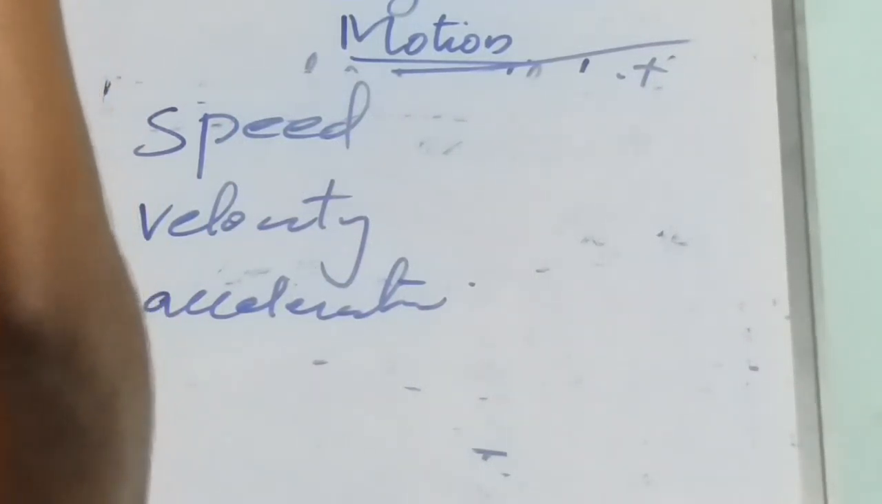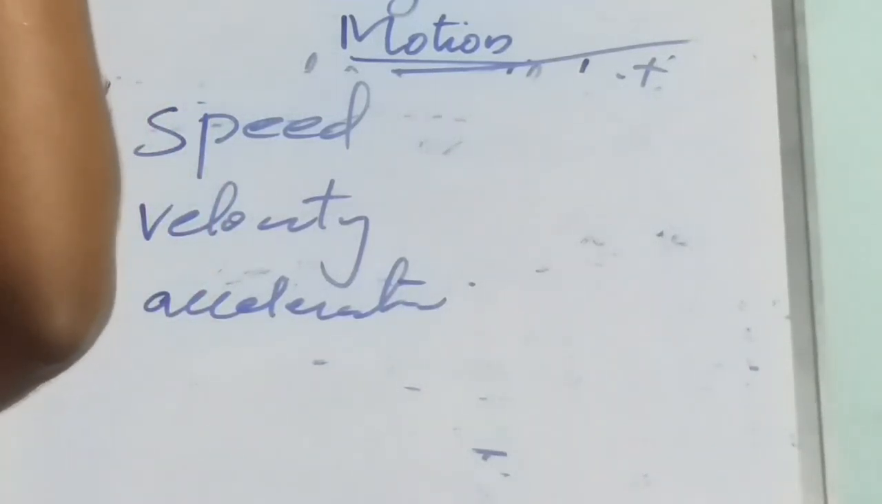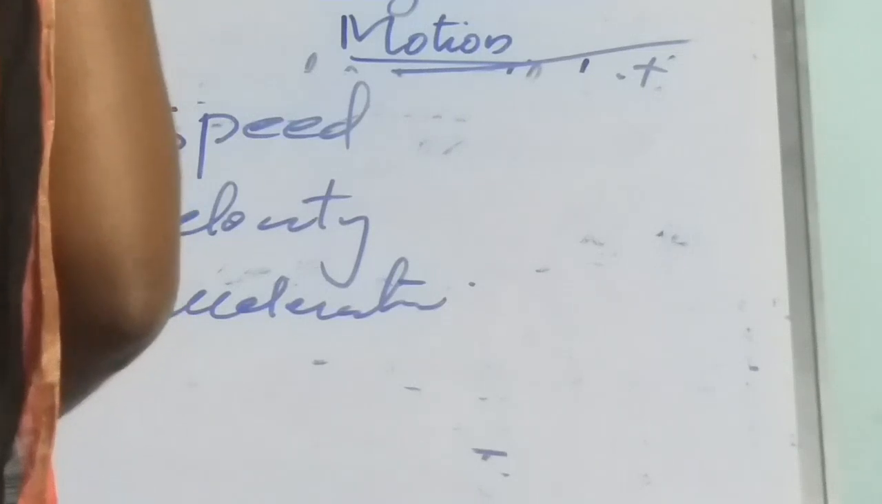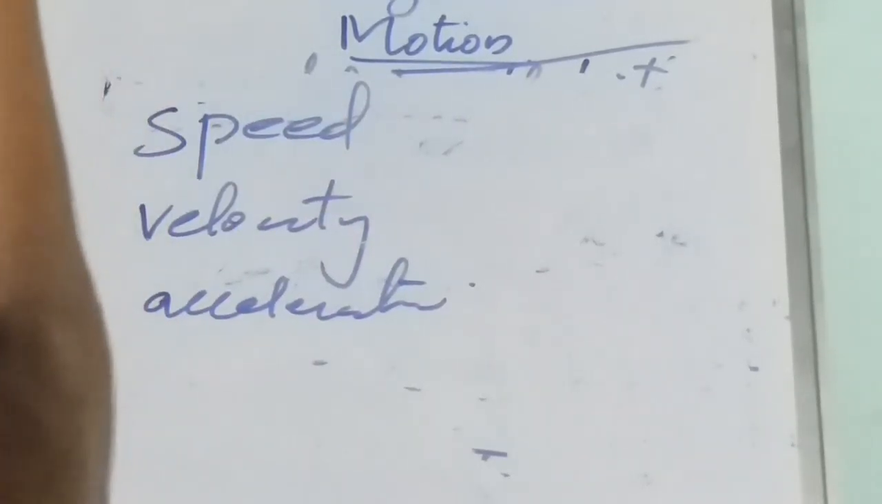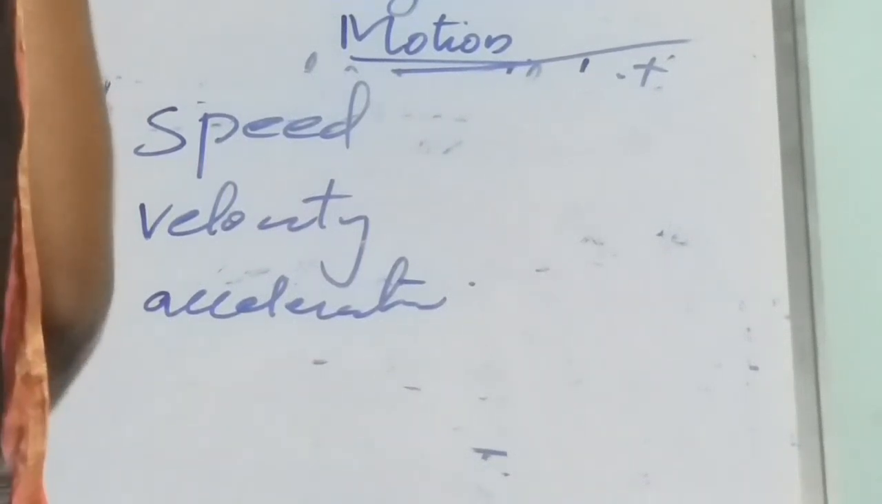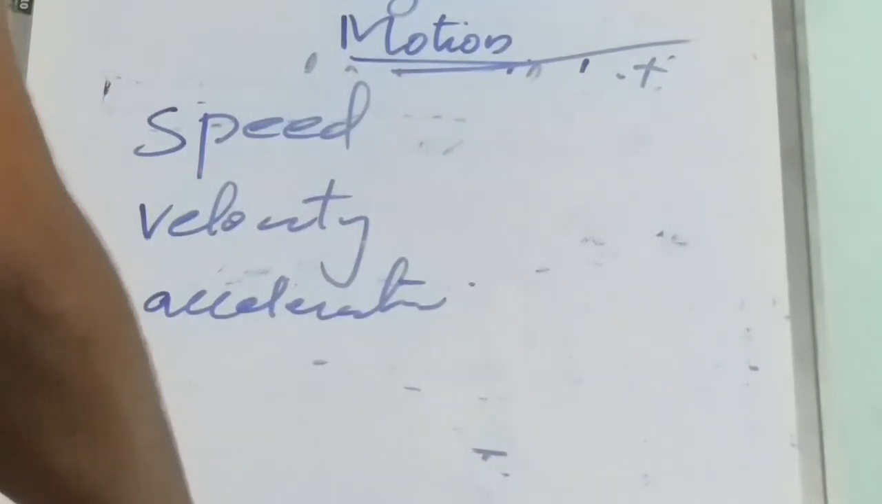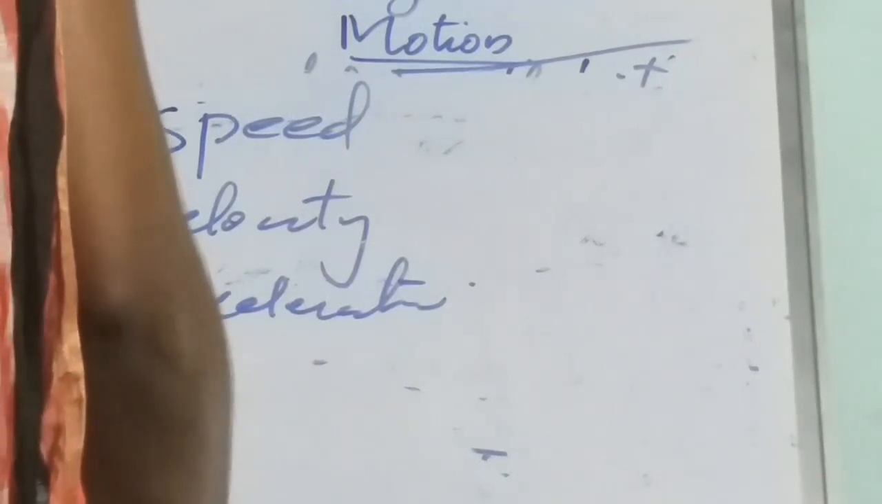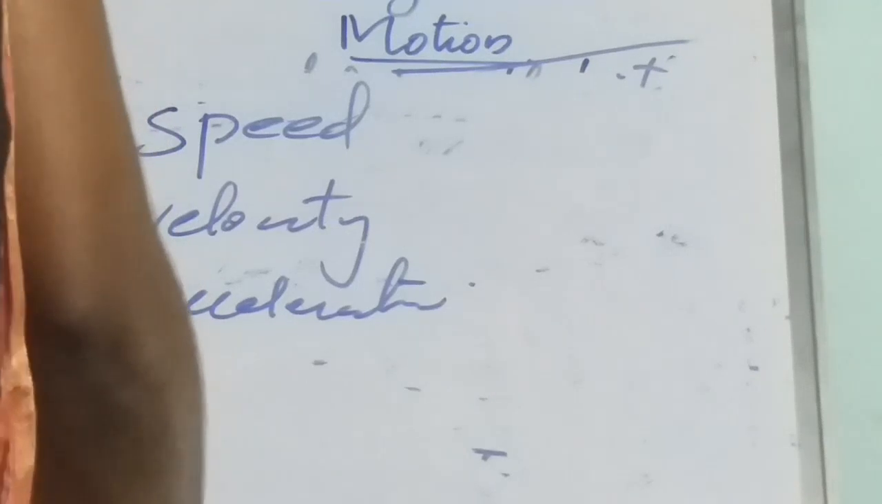Also we studied average speed. Average speed is the ratio of total distance traveled to total time taken. Also we studied average velocity. Average velocity is the arithmetic mean of initial velocity and final velocity.